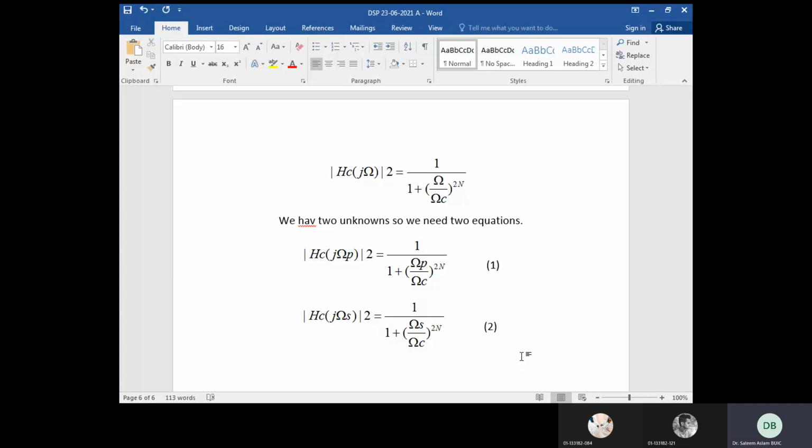What would be the amplitude at pass band frequency, left hand side? See the equation: 0.89125 to 1 for 0 to omega 0.2 pi, and 0.17783 for omega 0.3 pi to pi. So what would be the value of omega pass? It's 1 or 0.89125? 0.89125, because you see the Butterworth response is monotonically decreasing function.